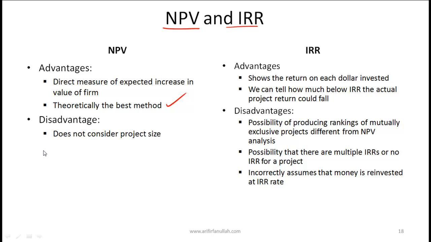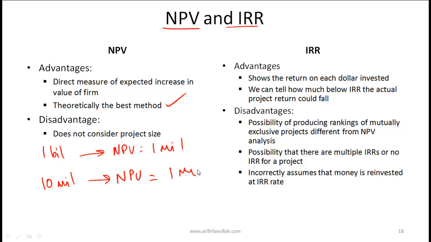So the point here being, let's say you invest $1 billion and you have an NPV equal to 1 million, versus you invest 10 million and here also the NPV is equal to 1 million. So NPV analysis will imply that both these projects are equally good. However, from a return perspective, clearly if you can make 1 million on a project where your investment is 10 million, from a profitability and a return perspective, this project seems much better.